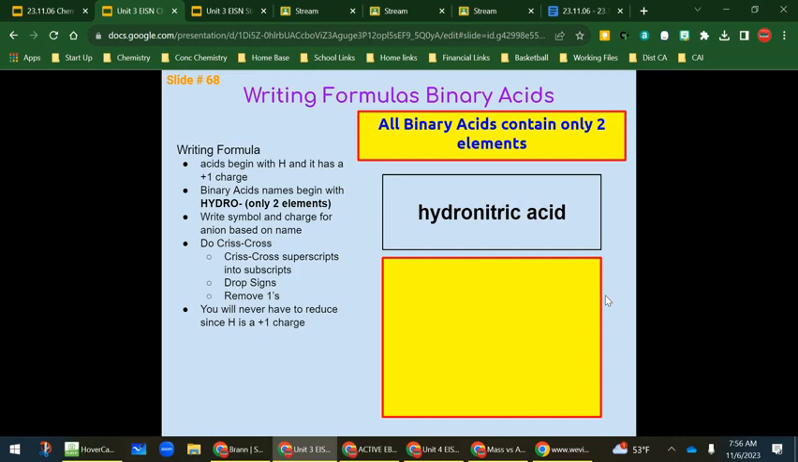Hydronitric acid. Okay? Hydronitric acid. What does the nitric come from? Nitrogen. Hydrogen and nitrogen. Nitrogen is a -3. H3N, aqueous. Questions?